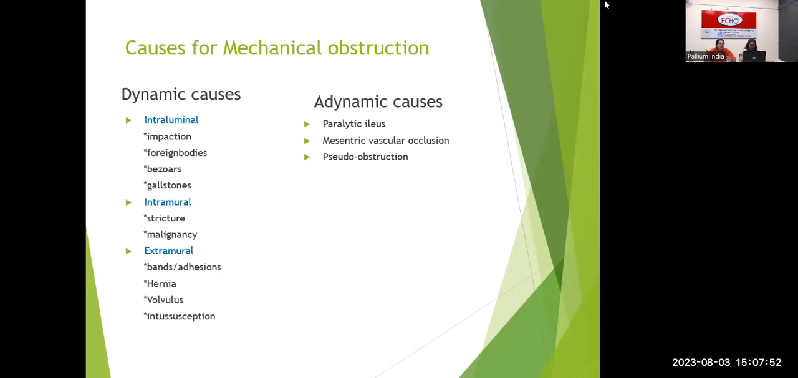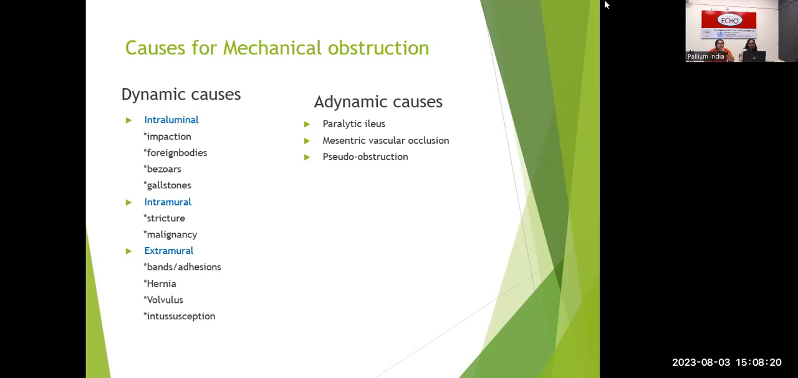Now, what is the cause? Why is this obstruction happening? When we see the causes, again, it gets divided into dynamic and adynamic causes. In dynamic, the cause can be intraluminal. Something inside the intestine is causing this obstruction. That is why the patient is presenting with intestinal obstruction. Intraluminal, the causes can be anything impacted. Even it can be a fecal mass that is impacted and leading to intestinal obstruction.